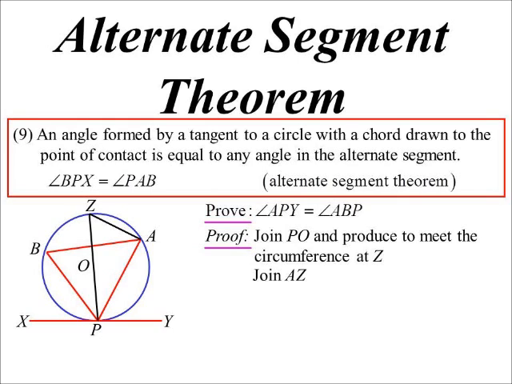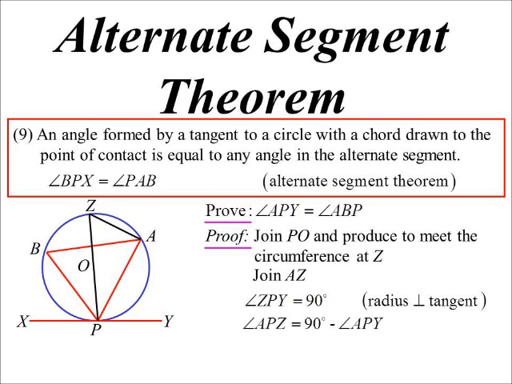Now, I know ZPY will be 90 degrees because I've got the radius that I've created there perpendicular to the tangent. I also know from there APZ must be 90 minus APY. Basically, it's the same angle, just described in two different ways. Angle PAZ will also be 90 degrees because I created PZ to be a diameter, so I've got angle in a semicircle.